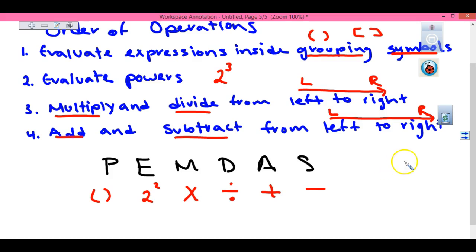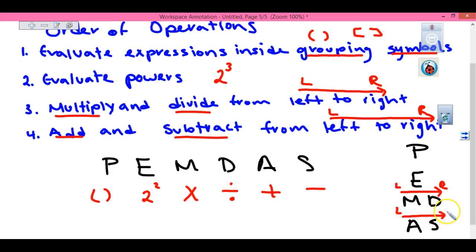Another way to remember PEMDAS is using the hopscotch. I like using the hopscotch because having the multiplication and division side by side helps me remember that we use multiplication and division in the order of whatever comes first from left to right. Same thing with addition and subtraction, whatever comes first from left to right.